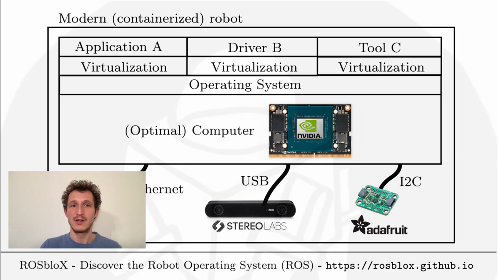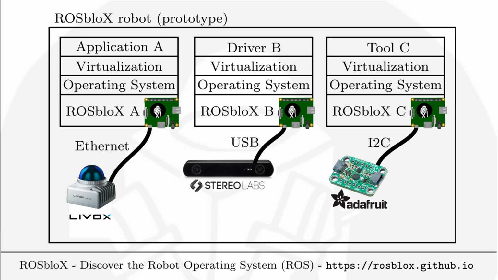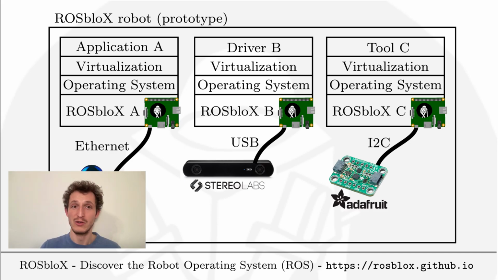However, developing a robot using containerized applications requires knowledge of this technology, and it is slightly more difficult for inexperienced developers to get started, especially when just prototyping the robot software. So this is where ROSbloX come into play. ROSbloX allow you to efficiently develop and compose your new robot software stack. A robot developed with ROSbloX implicitly uses containerized applications. It is easy to maintain, scale, and upgrade, even for inexperienced developers.